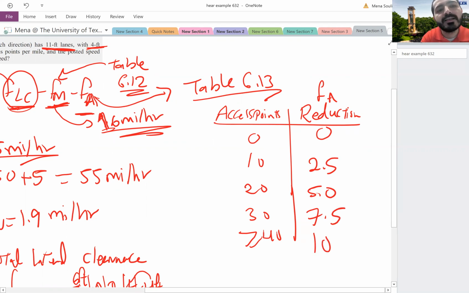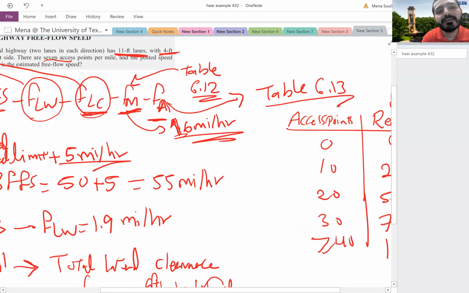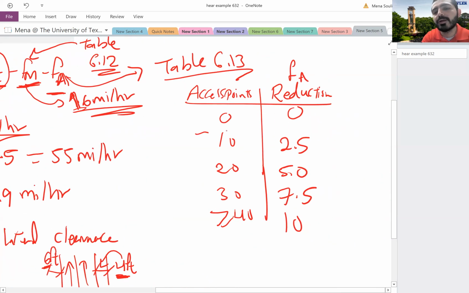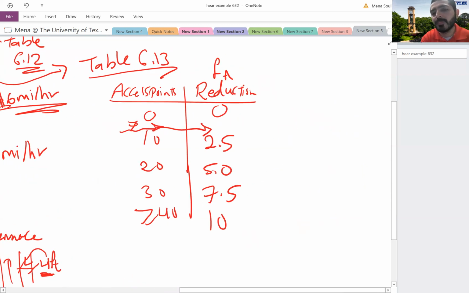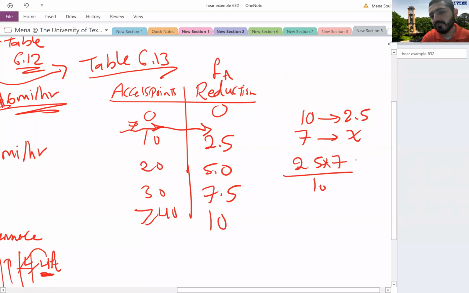In our case, we have 7 access points, so it's going to be somewhere in between. You need to do a simple interpolation, and this is a linear relationship. So really what you can say is, if I have 10 access points, the reduction is 2.5. How much is that if it's 7? It's going to be 2.5 times 7 over 10, and that would be 1.75.